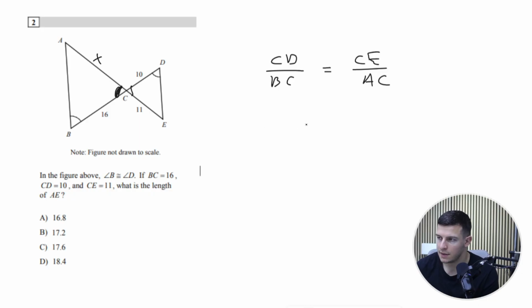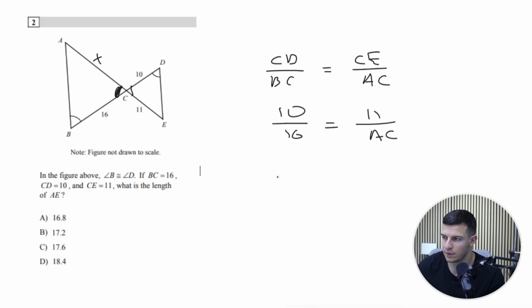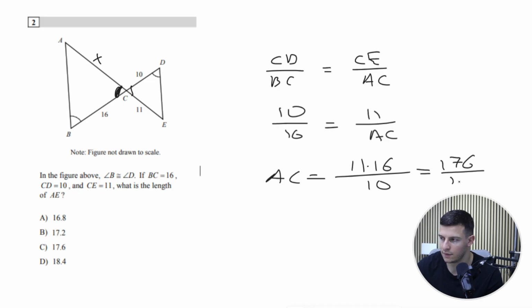Now, that means CD is how much? CD is 10, BC is 16, and CE is 11, AC is whatever AC is. We don't know what AC is. So AC is going to be equal to 11 times 16 divided by 10, which is going to be, I want to say, 176 divided by 10, and that's going to be 17.6.